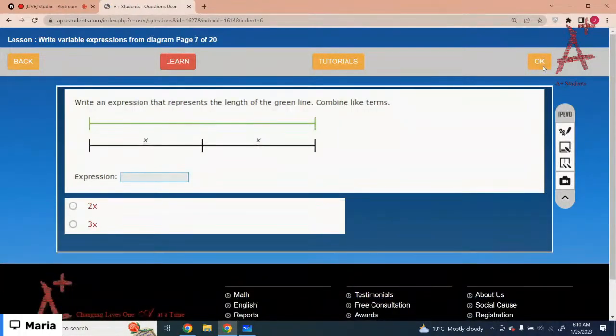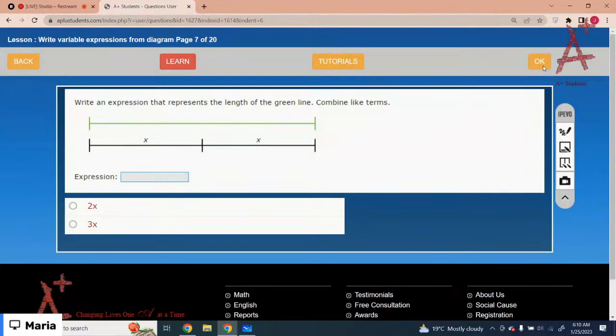Okay, write an expression that represents the length of the green line. Combine like terms. So the length of both the lines are exactly equal. The length of the green line is equal to the length of the black line. The black line has two segments. They are x plus x.